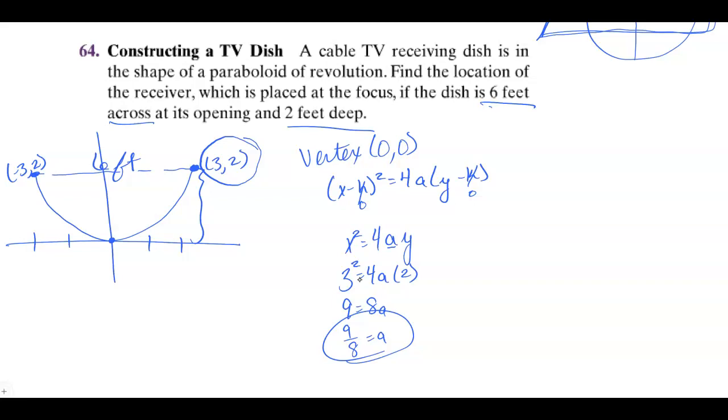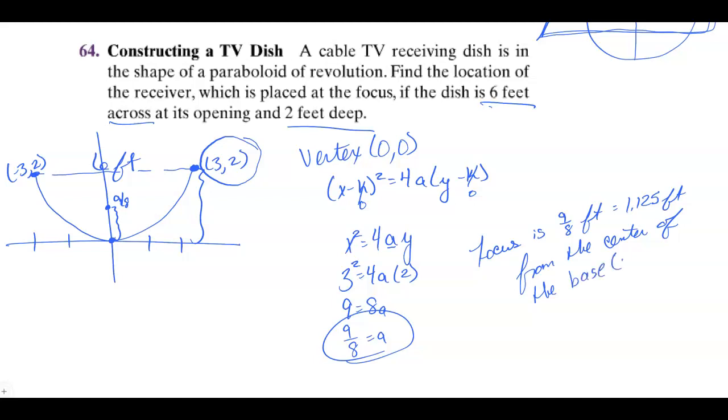So there's our a value. A is, remember, how far we are from the vertex. In this case, we would want to be above. So we're going to be at 9/8 here. That's that distance. So then the focus is going to be 9/8 of a foot, which is 1.125 feet from the center of the base, which is the vertex.